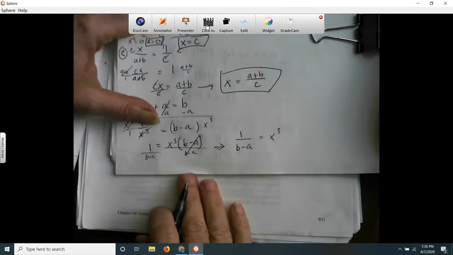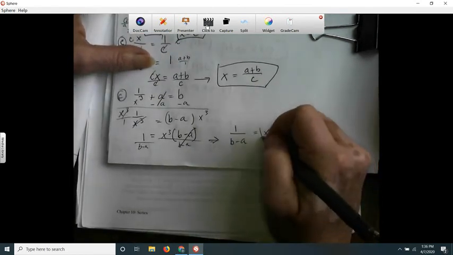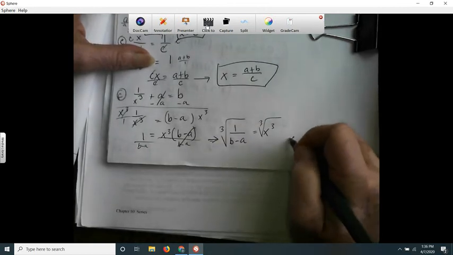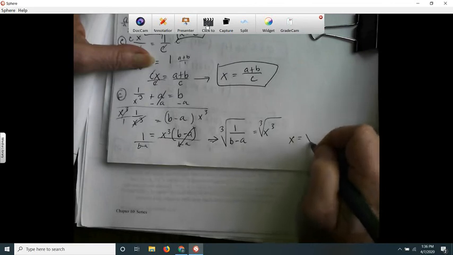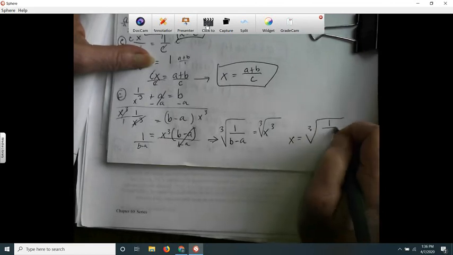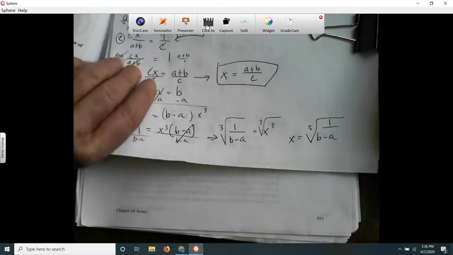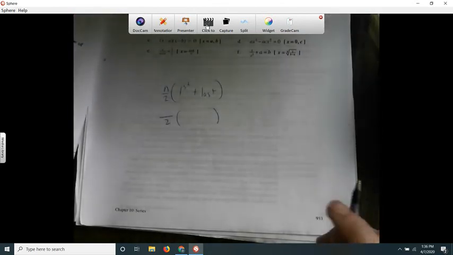And then if I cube root both sides, I get x equals the cube root of 1 over b minus a. Let's see if they like to leave it like that. Yeah, that's fine.